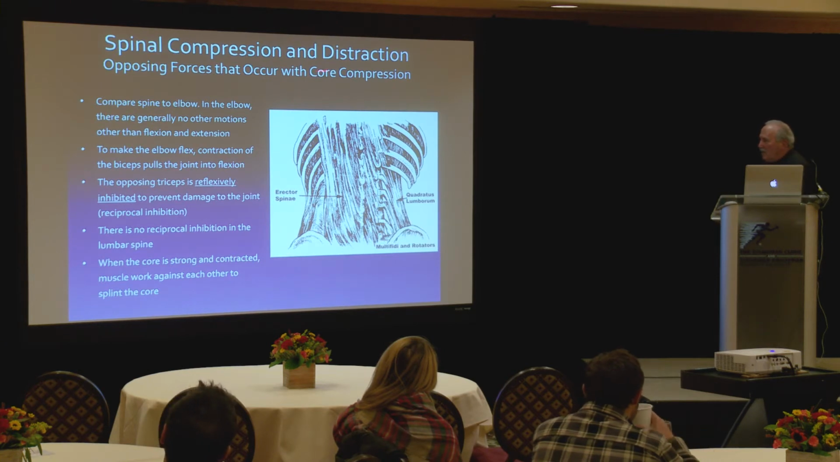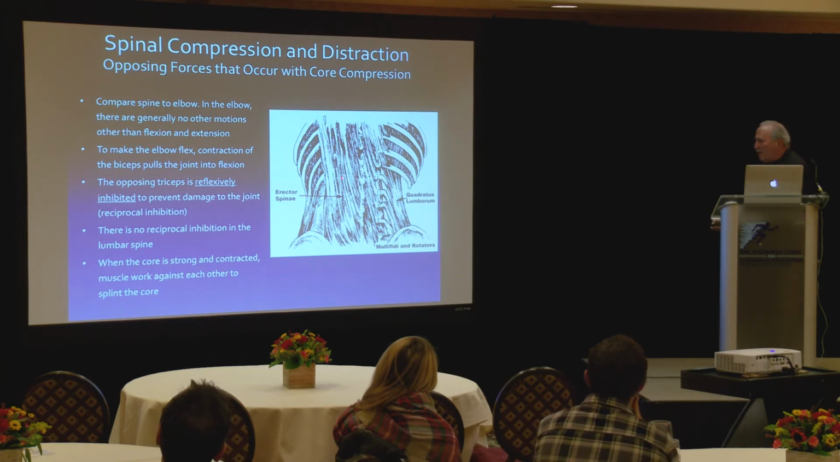So we talked about these muscles and how they work, and they don't work like a typical joint does. Biceps, triceps, reciprocal inhibition. You have to contract all of these muscles together, both in front and back. There is no reciprocal inhibition. So you can't protect the spine. The whole core tightens up.